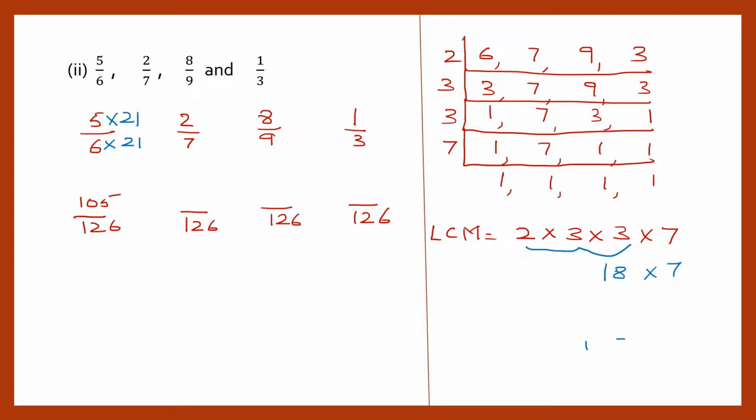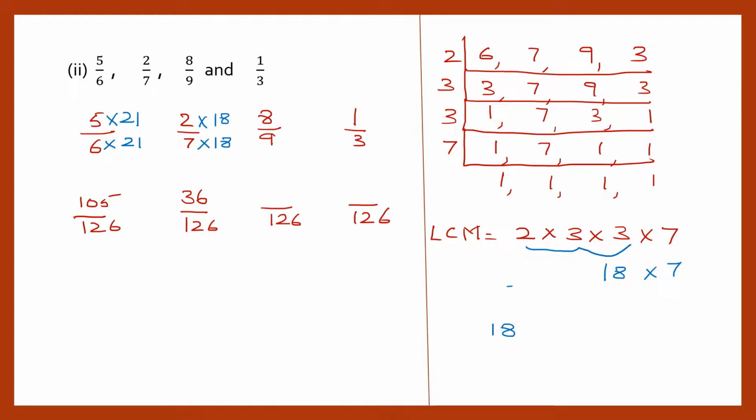Let's go on to the second one. 7 into what will give me 126? Let me try doing it. 126 divided by 7. 7 1s are 7 and there is 8, 9, 10, 11, 12. 7 8s are 56. So 7 into 18. That means I have to multiply 2 by 18. 18 twos are 36. So we've got that, 36.